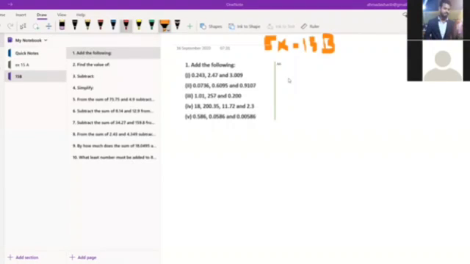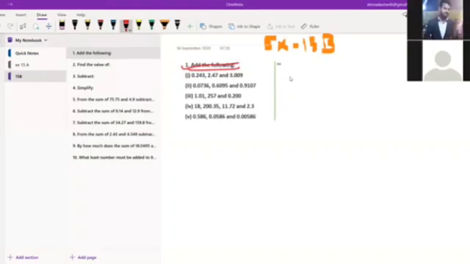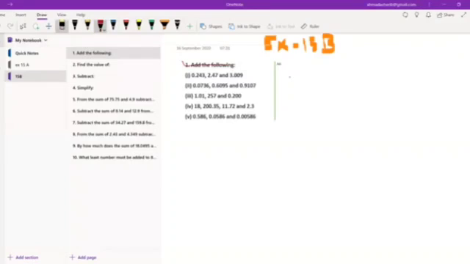The first question is, as you can read on your screen, add the following. The question is saying add the following. Okay, so here we have to add the decimal numbers. So this question is quite simple. You just have to write the decimal numbers in the column form, and after writing it, you have to just add.